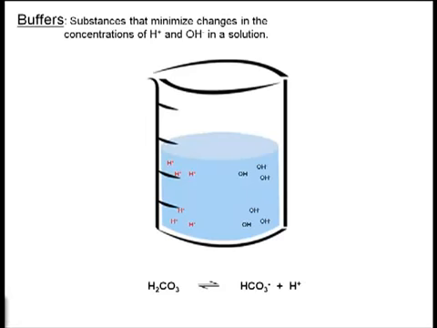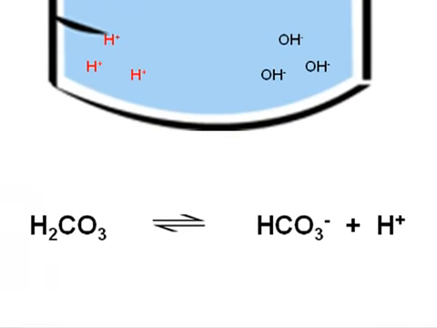Buffers are substances that minimize change in the concentration of protons and hydroxide ions. All that means, really, is that buffers prevent change in pH. At the bottom of the screen is an example of a buffer.